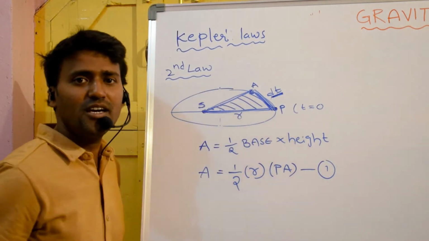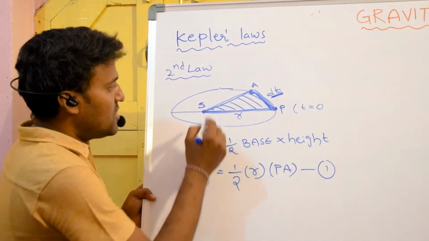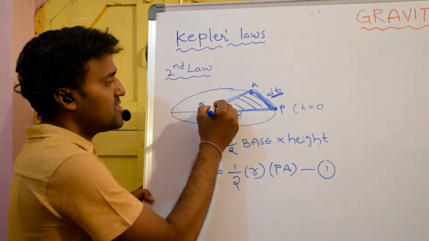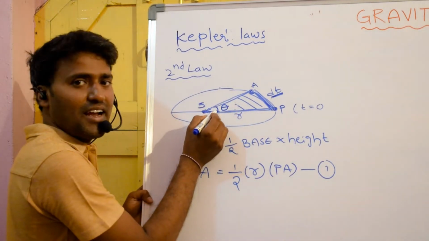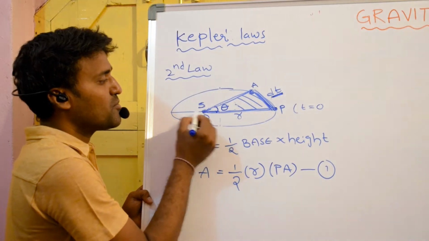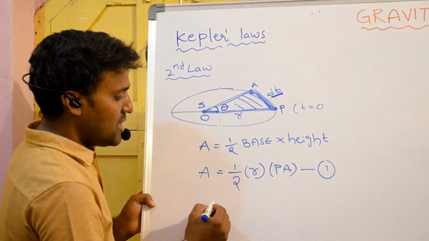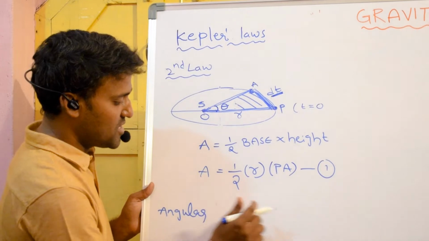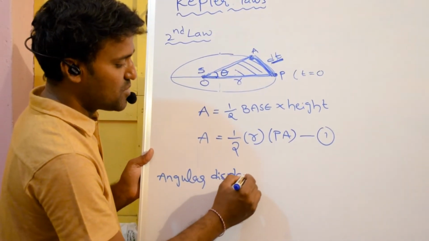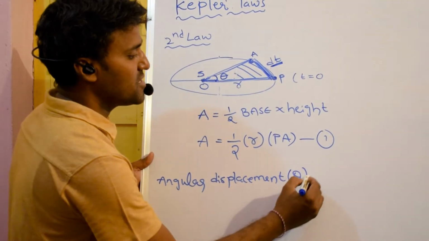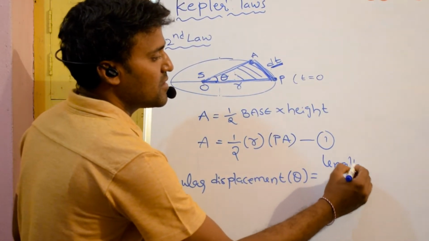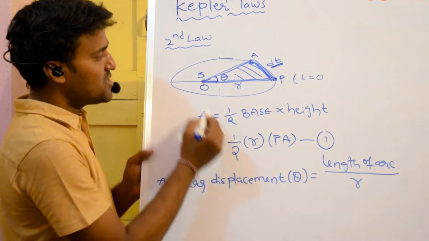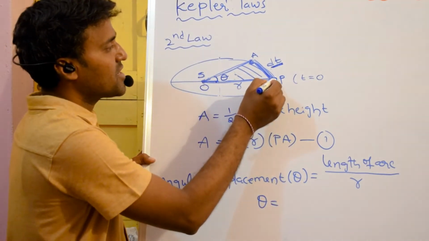Now what about this PA? That we have to calculate. While the planet is moving from point P to A, it subtends some angle at the center, that is theta. This position I am considering as O, isn't it? Okay. Angular displacement theta is equal to length of arc divided by radius of the circle. See here, angular displacement is theta, and the length of the arc is PA.